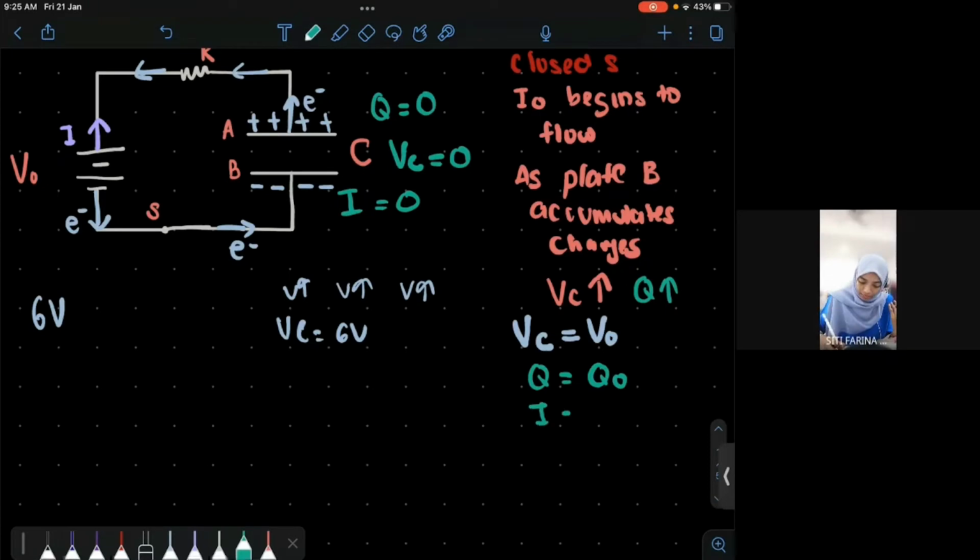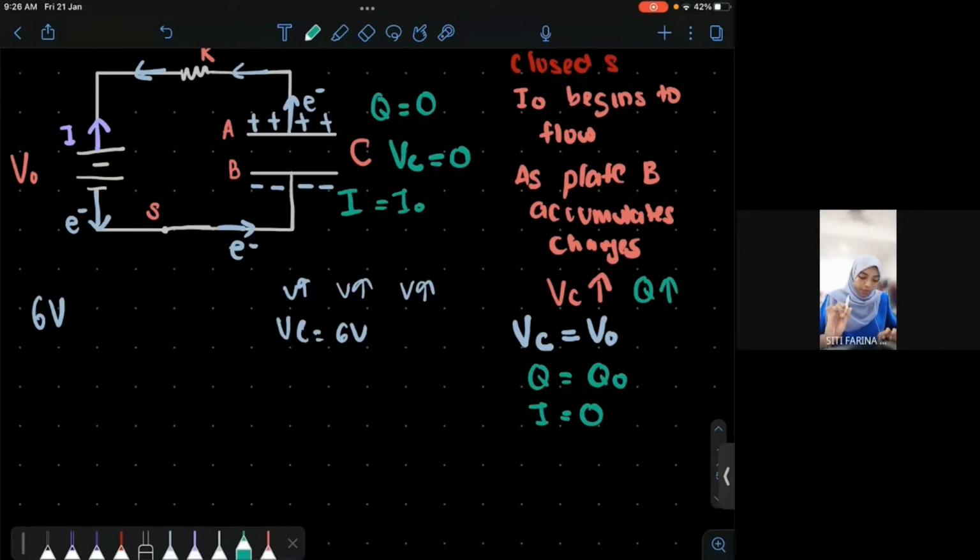I akan sama dengan 0 at this particular point. Okay, I akan sama dengan 0. Faham ke? I akan sama dengan 0.